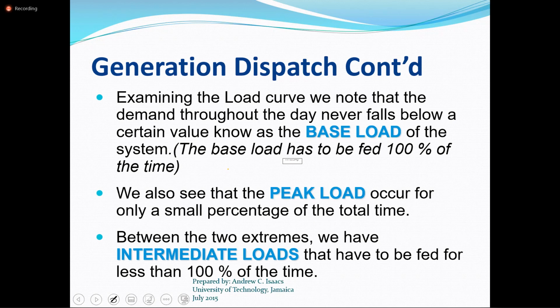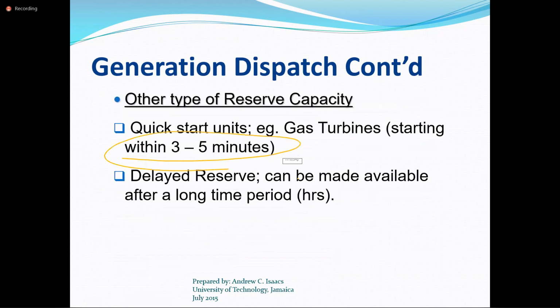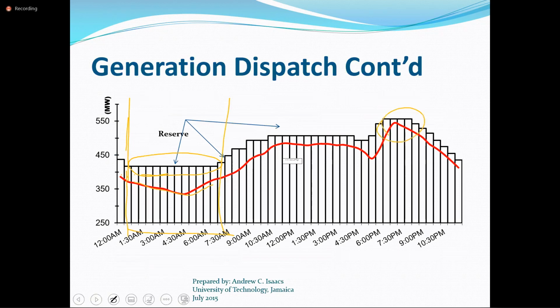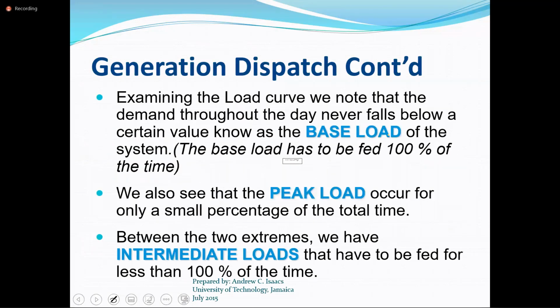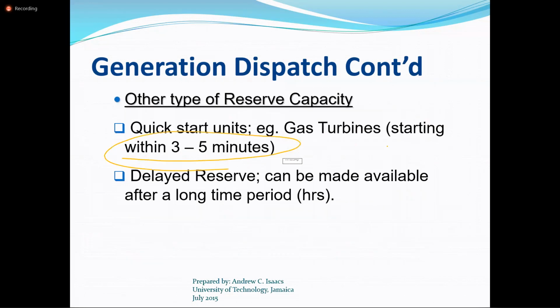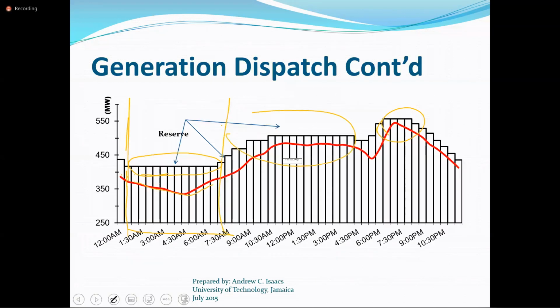The peak load, right? So if we talk about peak load, we're talking about that. So it peaks for a short time, right? Your peak load occurs for a small percentage of the total time, and then your intermediate load is between that. So for your intermediate load, yes, your base load would be here, so it would never fall below, in this instance, 325 thereabout, right? 340. Right?